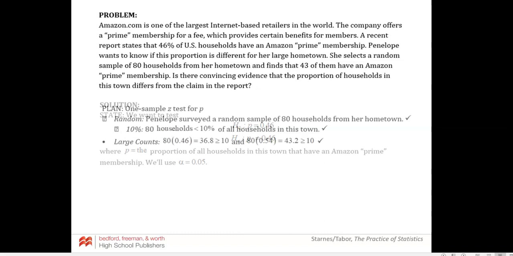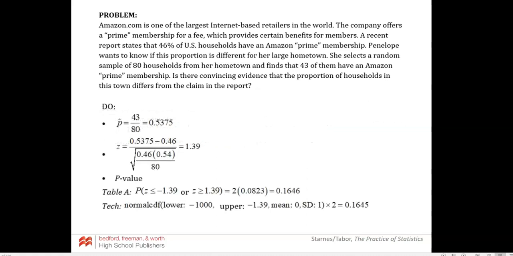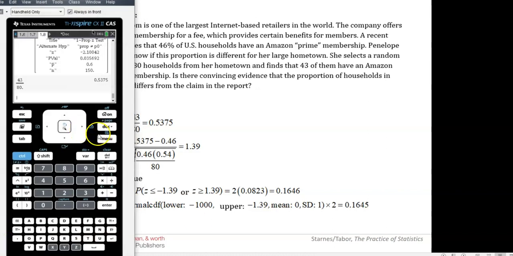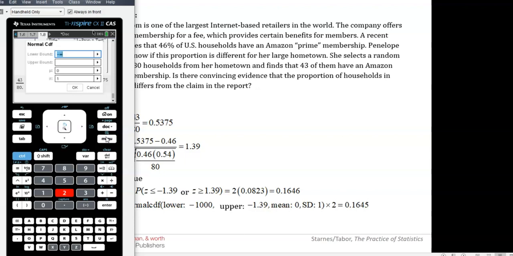Alpha level is 5%. Check all the conditions. Make sure you do np, so 0.46 was p, and you multiply that. We check the conditions, figure out all the stuff there, and plug into the formulas. The toughest part, if you caught it, is when you do normal CDF. You got a z-value of 1.39. Then you go menu, 652, and 1.39 is our z-value all the way to infinity. I'm just going to type a big number there.